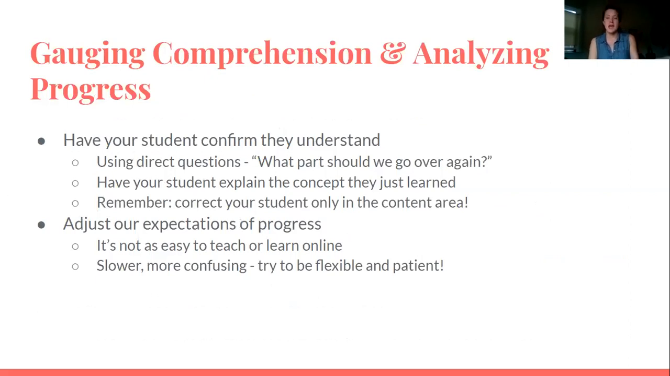Okay, and then in terms of gauging comprehension or analyzing progress, you might need to ask questions instead of, did you understand? Maybe asking a more direct question like, what part should we go over again? Just making sure that your student is able to participate in their learning and really let you know when they're not comprehending something or what part could be better if you went over it again.